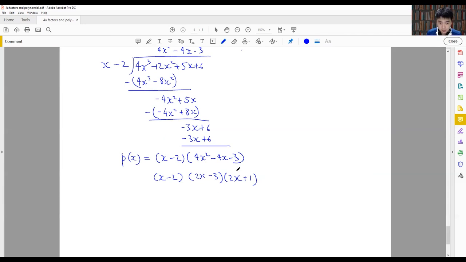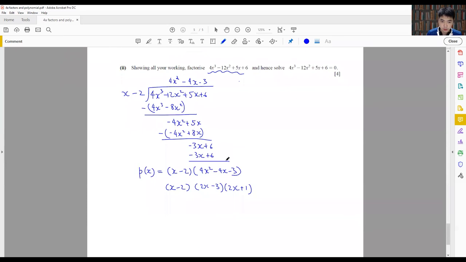Now, from here, what we're going to do is solve this cubic equation here, then x would equal 2. In this case here, x would equal 3 over 2. And in this case here, x would equal negative 1 over 2. Therefore, solving the equation here.